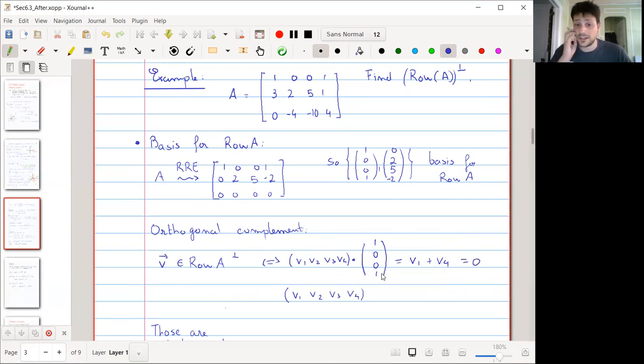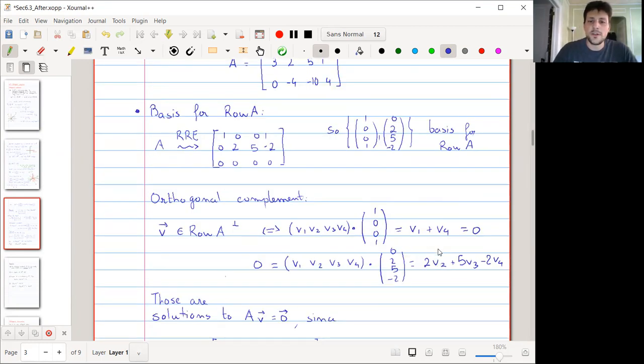That's the perpendicularity condition. The other is that 0 is what you get when you multiply this by 0, 2, 5, and minus 2. In other words, that reads 2v2 plus 5v3 minus 2v4. Now, let's take a look at these conditions here. I claim that any vector that satisfies these two, 1 and 2, is a solution to A dot V equals 0.